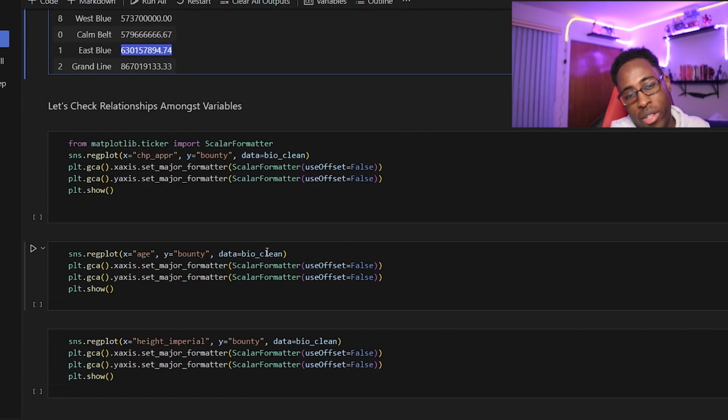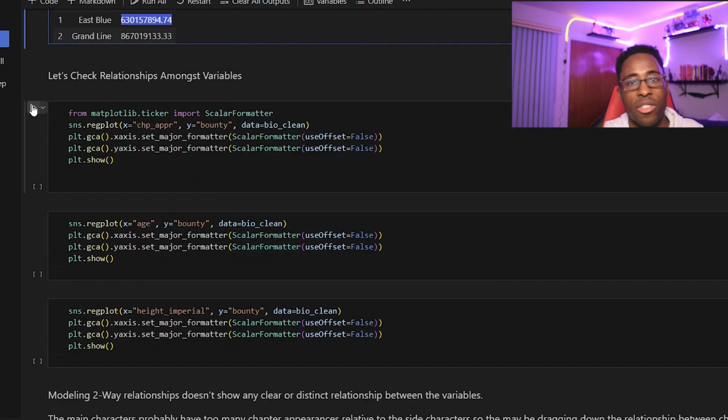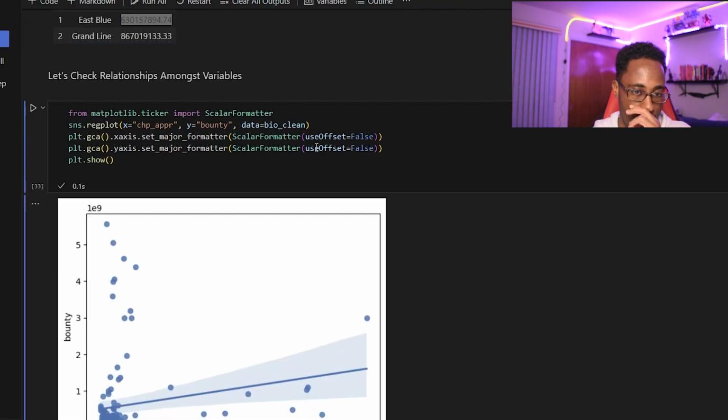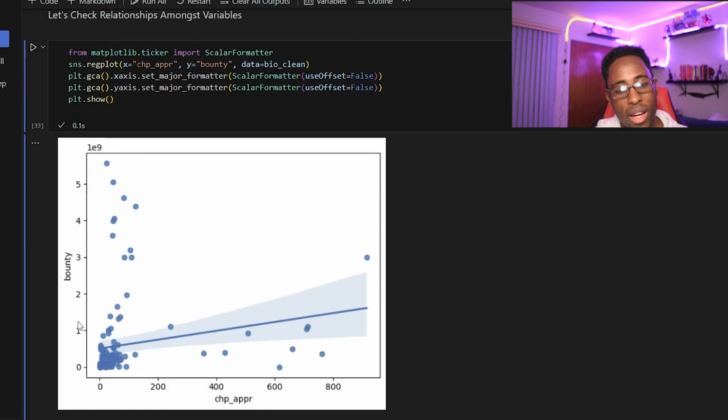Now we're going to run through really quickly some bivariate analysis and see if there's any relationship between fields and bounty. So the first thing we'll look at is putting the bounty on the y-axis, and then we look at chapter appearances. So this chart is pretty easy to tell who this group is. The main character appearing the most, so that's Straw Hat Luffy, and then we have the second main character, Nami. And then we have Zoro and Sanji really close together here in bounty and chapter appearances, but Zoro is edging out Sanji just enough.